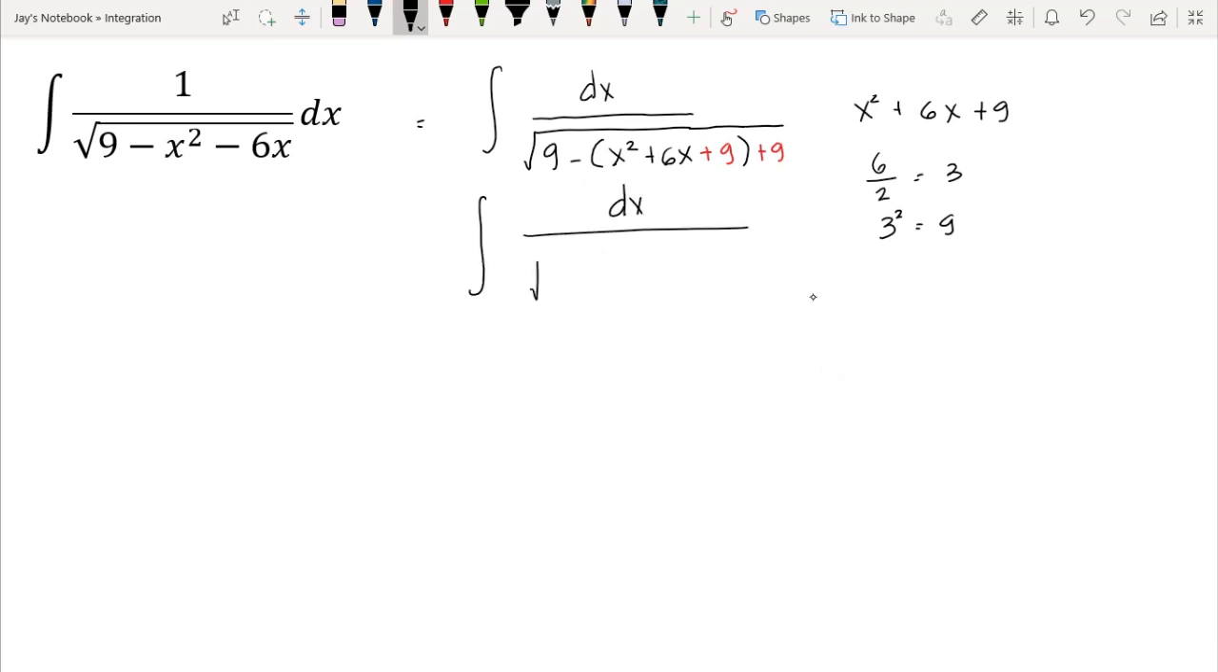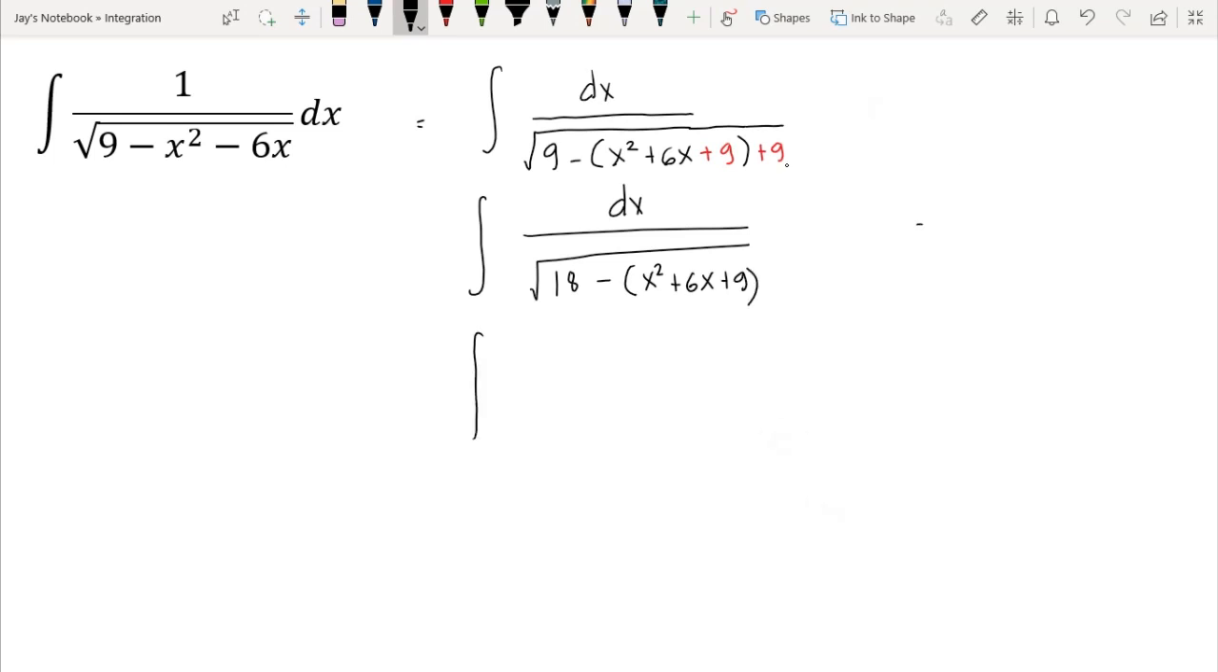dx over square root of, now we can add this one, we have 9 here and this 9 on the rightmost side, 9 plus 9 gives 18, then the remaining would be negative, x squared plus 6x plus 9 here. Now we have the integration of dx over square root of, now take note, 18 here is our a squared, okay? Now this one is our u squared, correct?